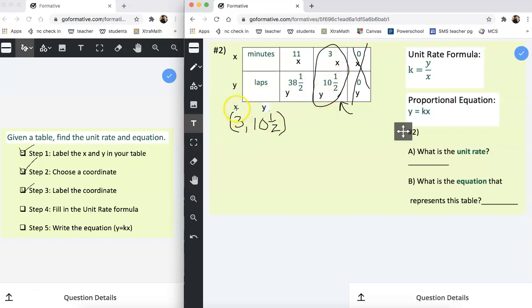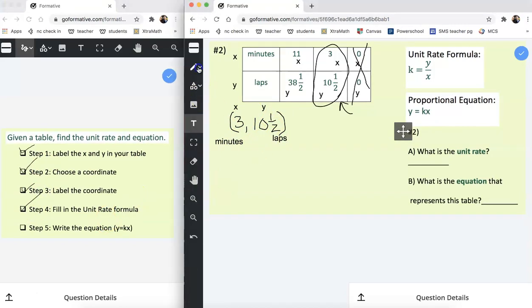And then X, all right, I need to go back to the beginning, is labeled minutes. So 3 represents the minutes, 3 minutes. And then I follow this 10.5 all the way back to the beginning and it reads laps. So 10.5 laps in 3 minutes. So I've labeled this coordinate. I go back over here to step 4, fill in the unit rate formula.